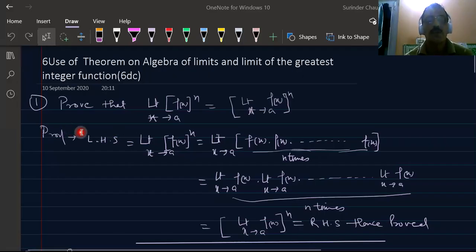हेलो स्टूडेंट्स। पिछले लेक्चर में हमने अलजेब्रा ऑफ लिमिट्स के बारे में डिस्कस किया था। उसको हम जनरलाइज कर लेते हैं। पहले जनरलाइजेशन क्या है? अगर तुम्हें more than two functions दी हों जिनकी limit exist करे, suppose limit x approaches a of f(x) is l, limit x approaches a of g(x) is m, limit x approaches a of h(x) is n, and so on.